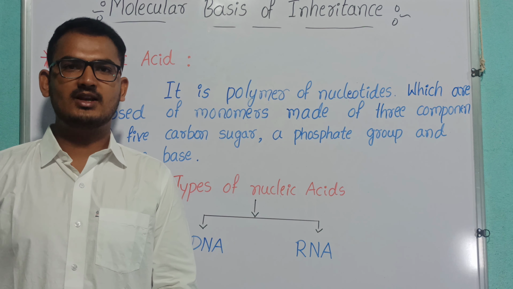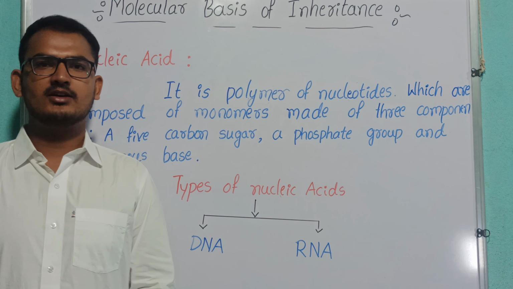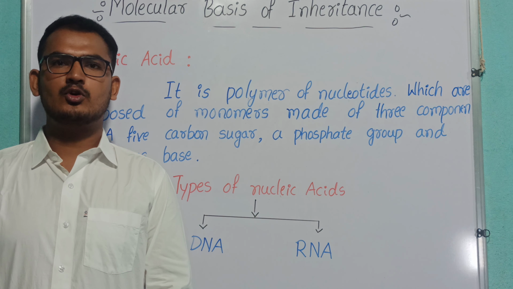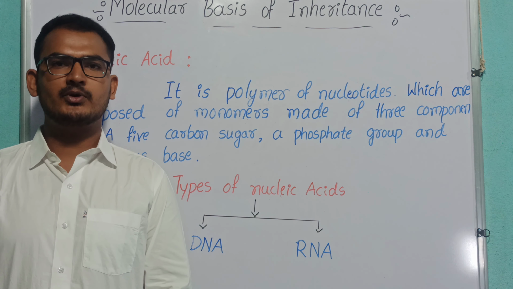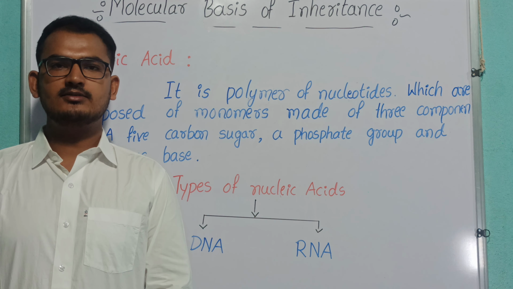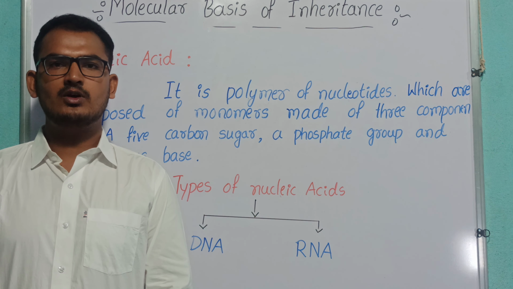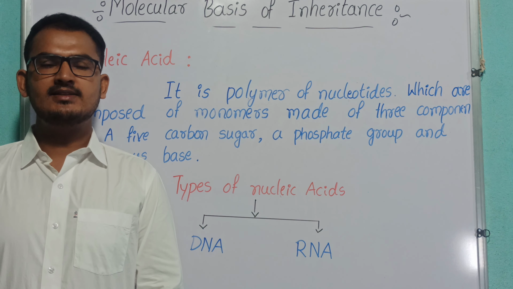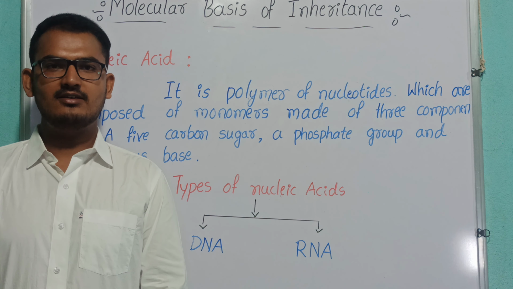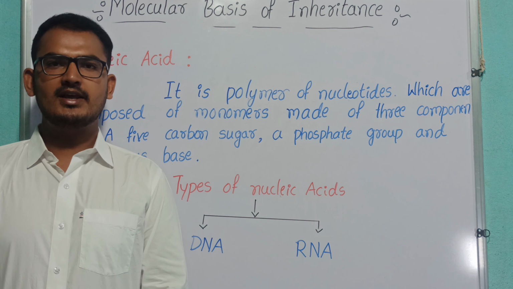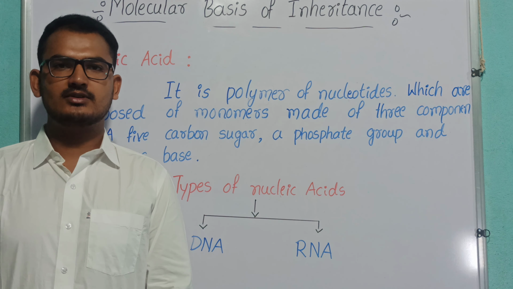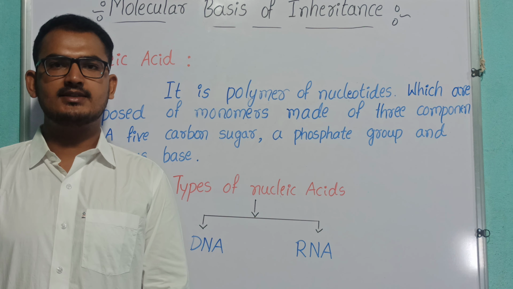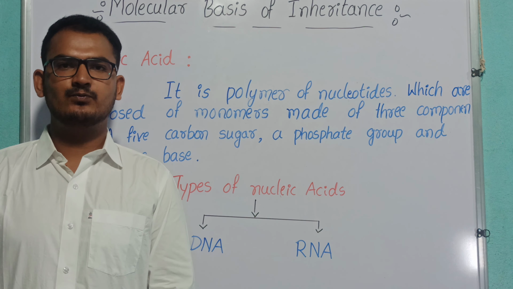Let's start the class with the definition of nucleic acid. Nucleic acid is a polymer of nucleotides, where nucleotides are the monomers which are made up of three components. The three components are pentose sugar, that is a 5-carbon sugar molecule, nitrogen base, they are purines and pyrimidines, and phosphoric acid. Nucleic acids are of mainly two types. They are DNA and RNA, that is deoxyribonucleic acid and ribonucleic acid.